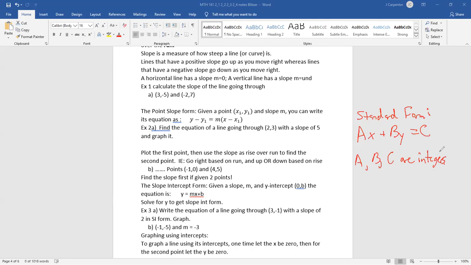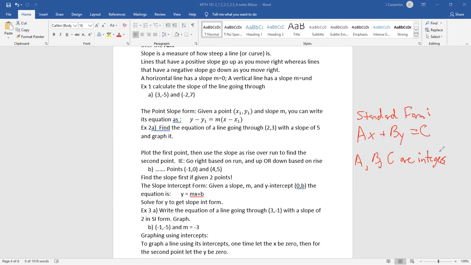Whoop-de-doo. How is that useful? How does that tell us anything about the graph of a line? It doesn't tell us a slope. It doesn't tell us an intercept. It doesn't tell us a point. The only thing it does for us is sit there and look pretty. We don't want to have any fractions in this form. We want the variables on one side and the constant on the other.